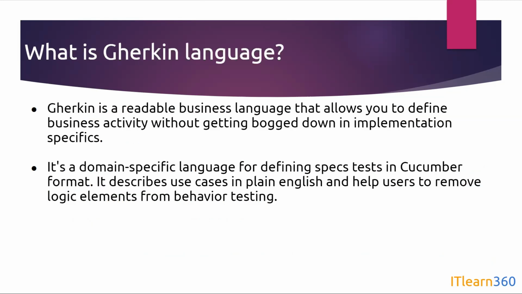A second question: what is Gherkin language? Gherkin is one of the most important things that comes along with Cucumber, so you always need to know about Gherkin. Gherkin is a readable business language that allows you to define business activity without getting bogged down in implementation specifics. In Gherkin language, we write our test cases using simple plain English and remove the logic elements from behavior testing. Whatever you think, just write it in the form of a test case and generate methods for that.